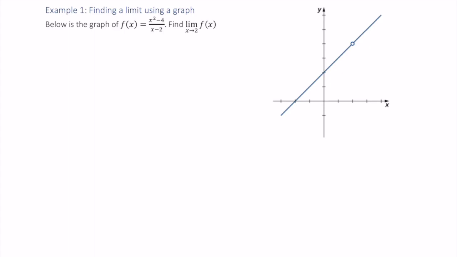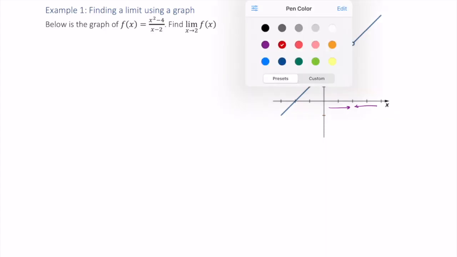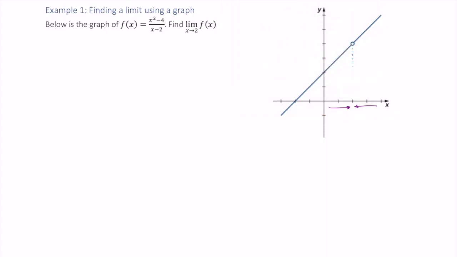What we can see is x approaches 2, and that's from either direction, so either coming from the left or from the right. The y value of this function, and I'm going to draw this dotted line here to make it easy to see what the y value is approaching. Well, the y value is approaching this value here, which is 4.